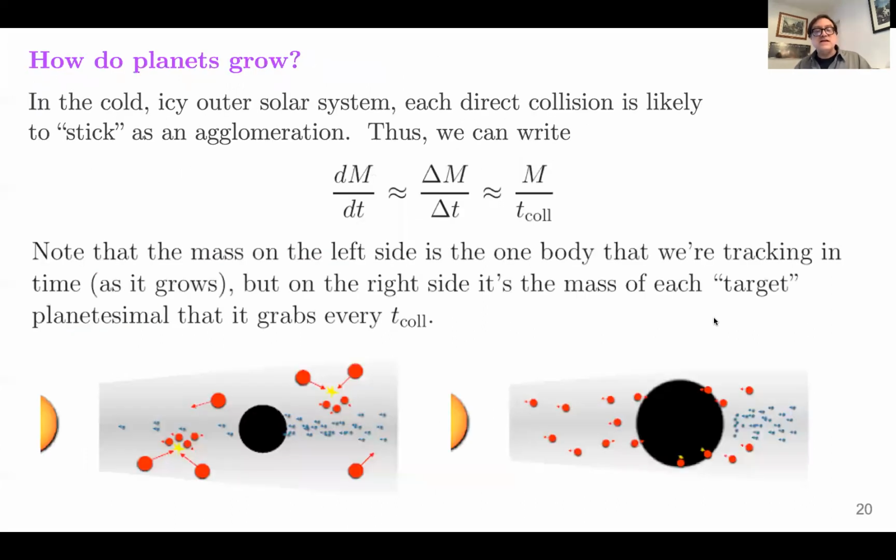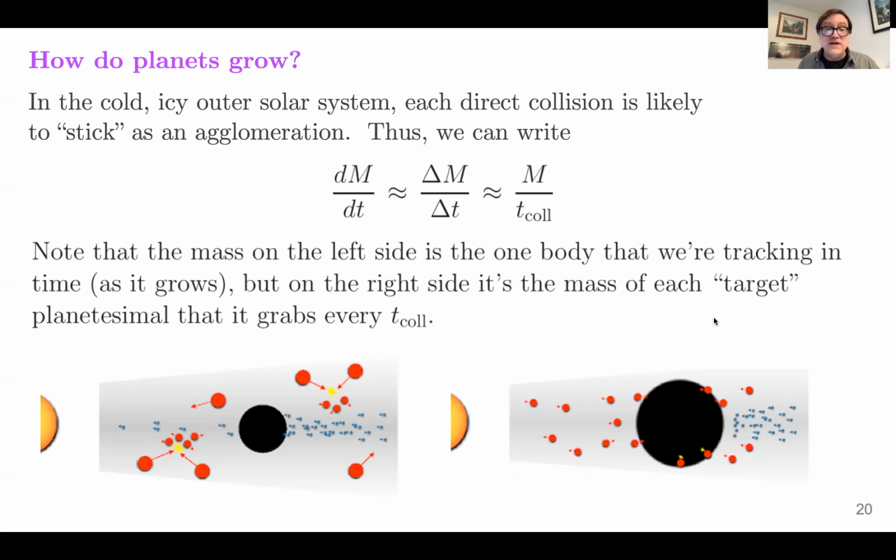But the main application is this protoplanetary growth model, because we're talking about actual collisions between bodies. And in the early outer parts of the solar system, when things are sort of cold and icy, each of those direct collisions actually sticks. And protoplanets can actually grow in time by undergoing multiple gravitationally focused collisions.